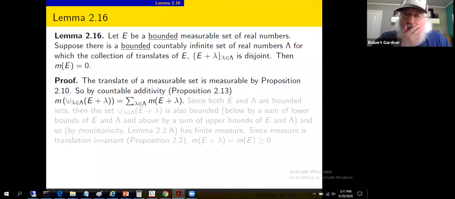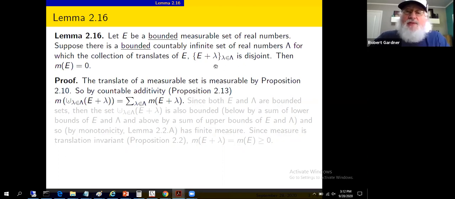All right. We know translates of measurable sets are measurable. Proposition 2.10 early on. We have a hypothesis that set E is measurable. There it is. Set E is measurable. Okay, so all these translates of set E, all these E plus lambdas are measurable as well.